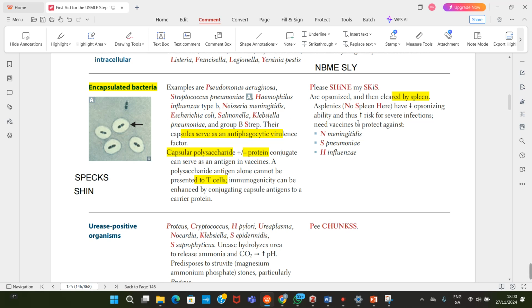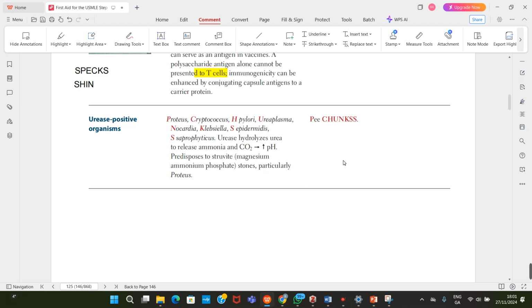So it means that anybody that is asplenic, either from trauma or from sickle cell disease, can no longer achieve that splenic function, that means they are at high risk of getting infected with what? Encapsulated bacteria. It's as simple as that. So you need to give them vaccine against the most important ones, which are what? The SHiN. We can't give them vaccine against everything, but at least give them vaccine against the SHiN, which is what? Strep pneumo, Neisseria meningitidis, and H. influenzae.